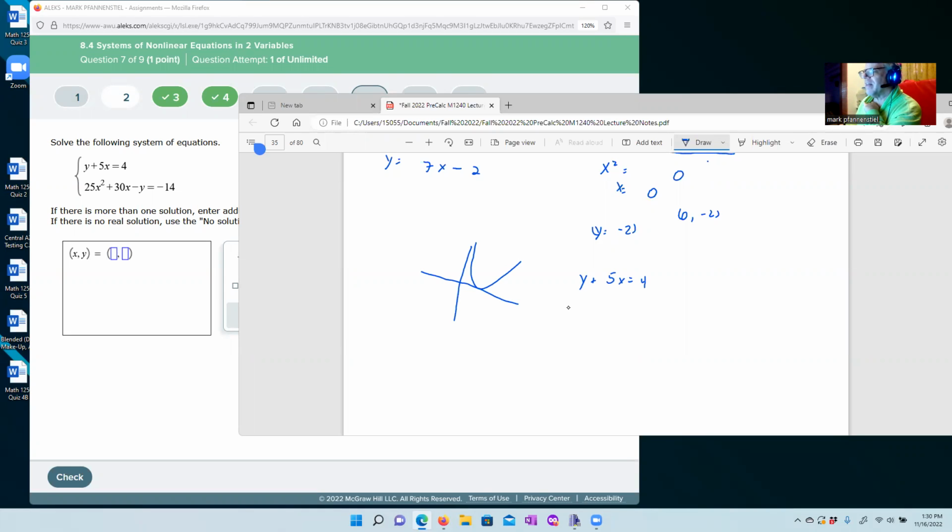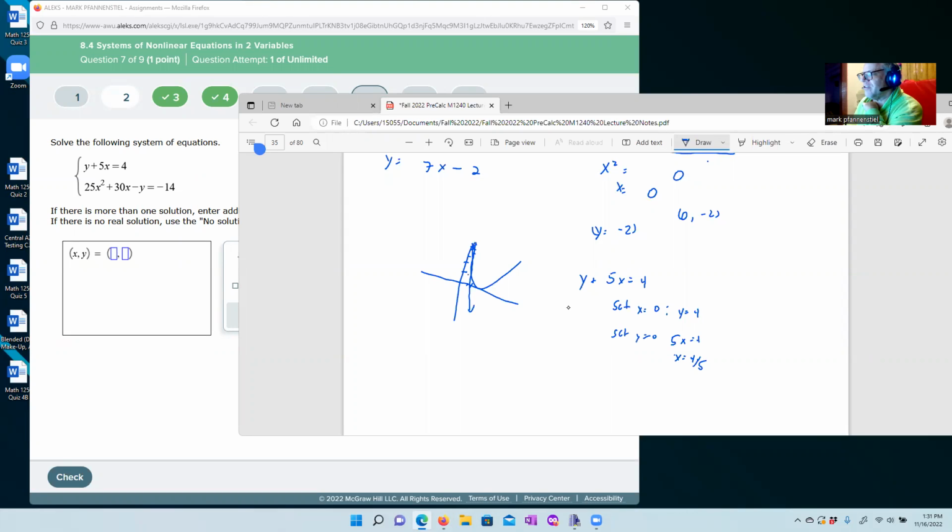You're going to graph stuff like this a little bit more often. Set x equal to 0, y equals 4. Set y equal to 0, we have 5x equals 4, so x equals 4/5. Okay, so we have x equals 0, y equals 1, 2, 3, 4. And then set y equal to 0 rather, x equals 4/5. So we're over here somewhere.